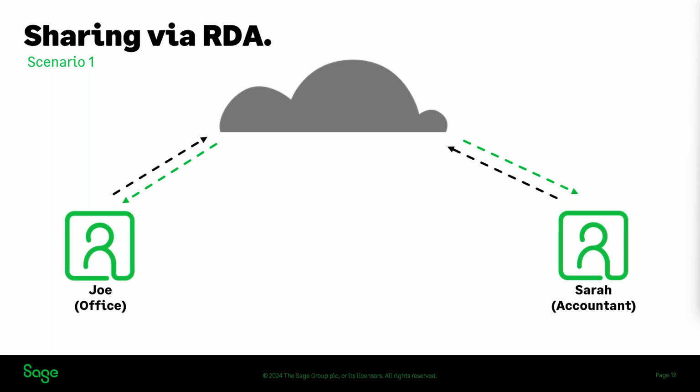Now, we've got a scenario, not necessarily where it's a one user license, but you might find a scenario where you work both from home and in the office. So you have hybrid working, and you might have a laptop at home and a computer in the office.